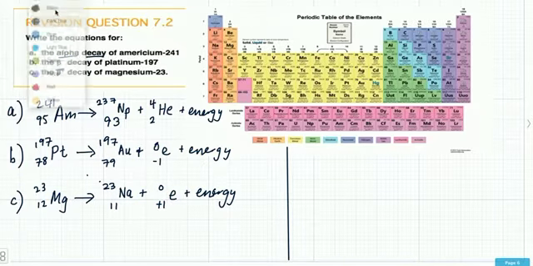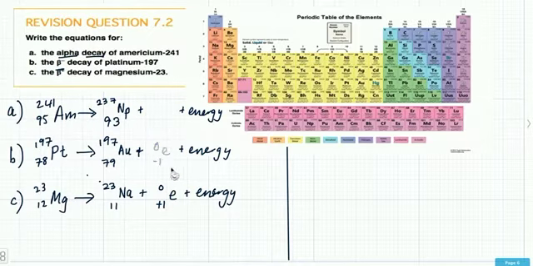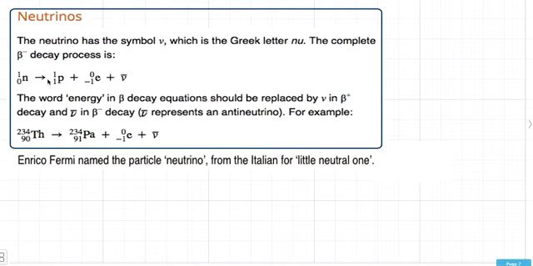Now, of course, instead of writing it like that, the other alternative you could do is you could actually write them as their particles. So you could write them as an alpha particle, as a beta minus particle, and as a beta plus particle. All right, so we're just going to quickly talk about this little thing called the neutrino.